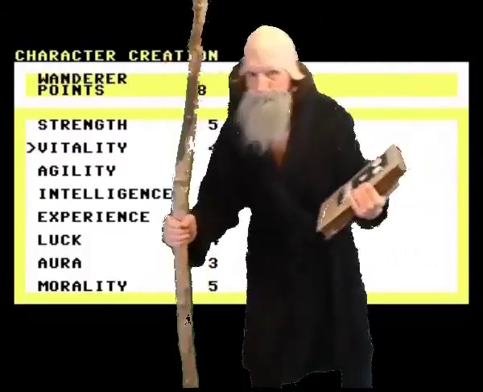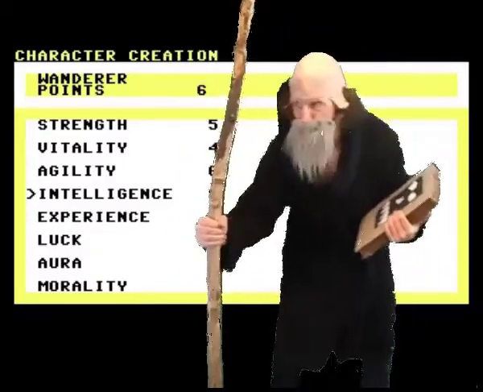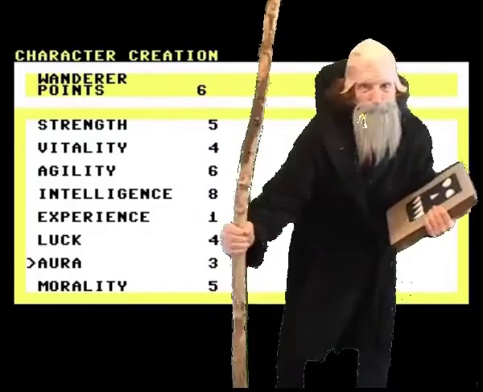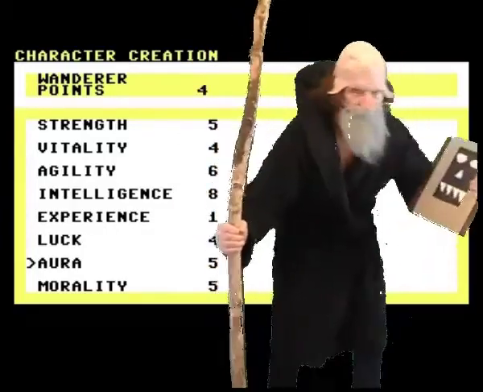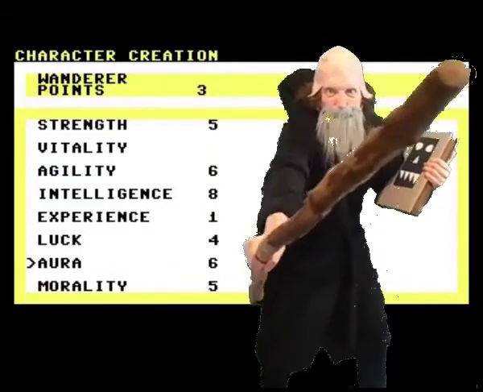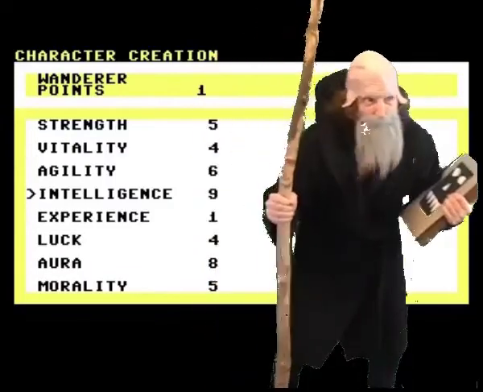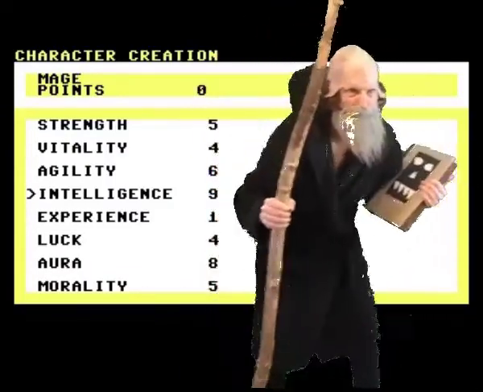So obviously we start as a wanderer. If you increase the agility, increase intelligence especially, and aura is used to cast spells, you eventually get a mage. Here we can see a mage carrying the Necronomicon and a mystic staff. So if intelligence increases enough, you get to be a mage.